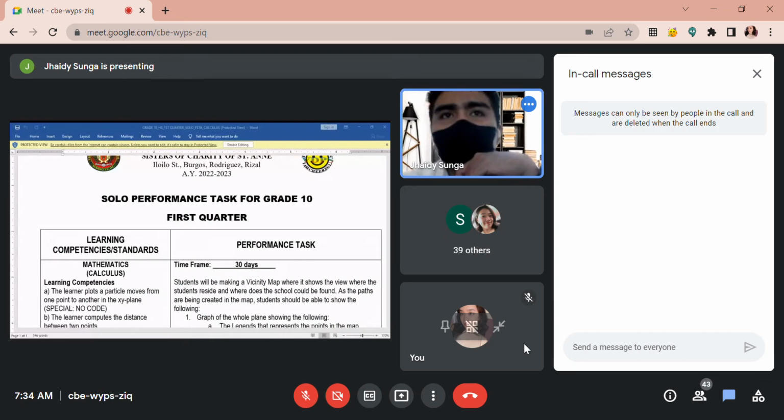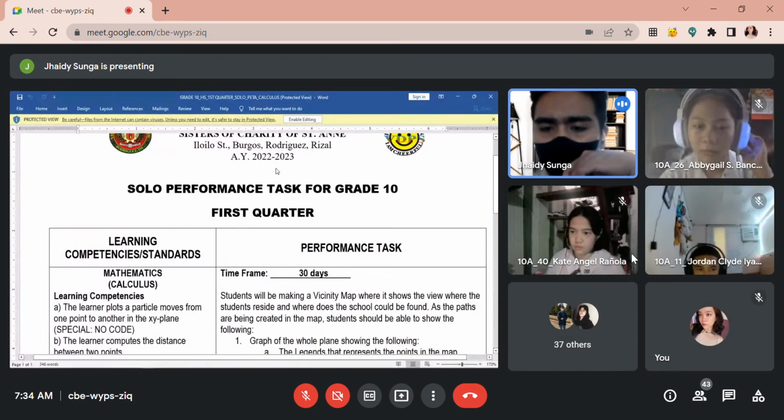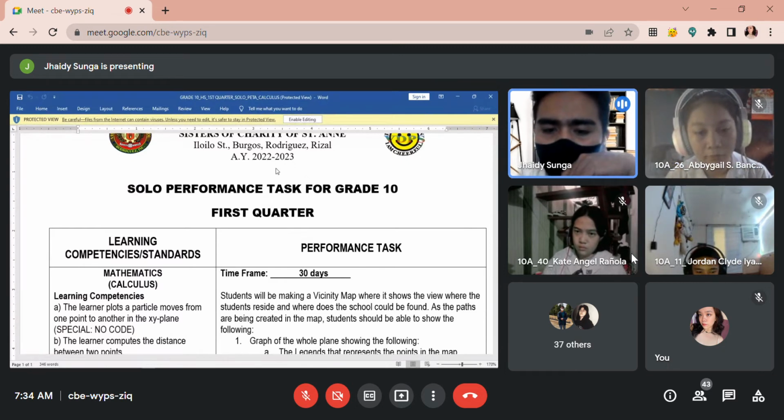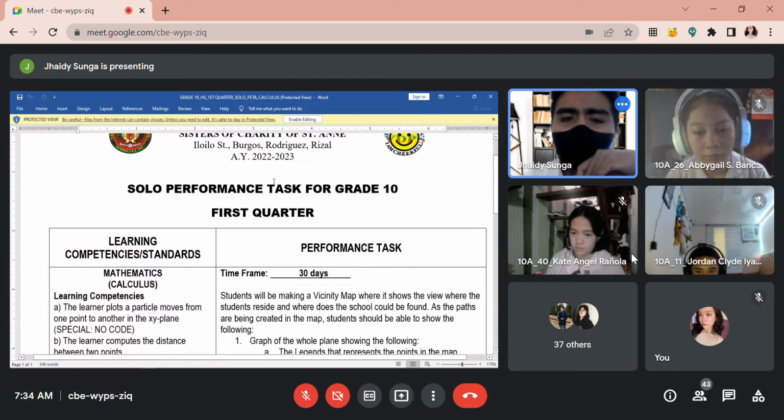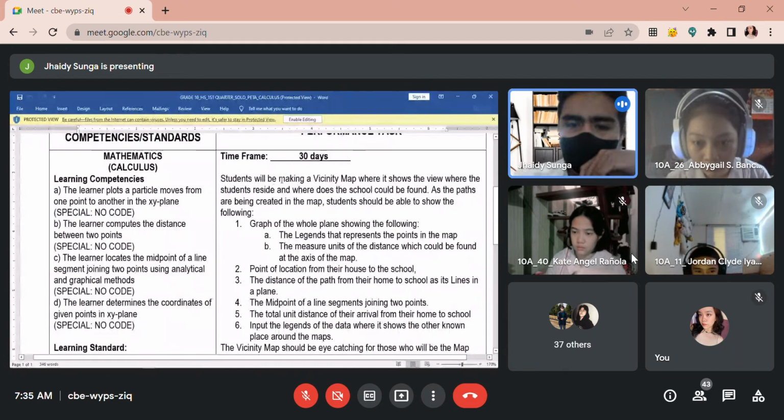So here in the vicinity map, students will be making a vicinity map where it shows the view where the student resides and where the school could be found. As the paths are being created in the map, students should be able to show the following. Here are the things that you should be showing: a graph of the whole plane showing the following.